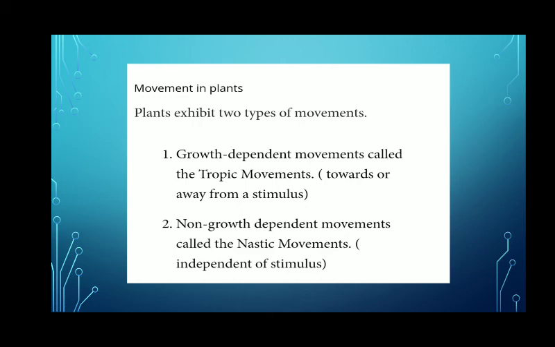Growth dependent movements are also called tropic movements, and these tropic movements are towards or away from a stimulus. This means they are towards or away from a change in environment. And non-growth dependent movements are called nastic movements, and they are independent of stimulus. Thus nastic movements do not depend on the direction of stimulus.